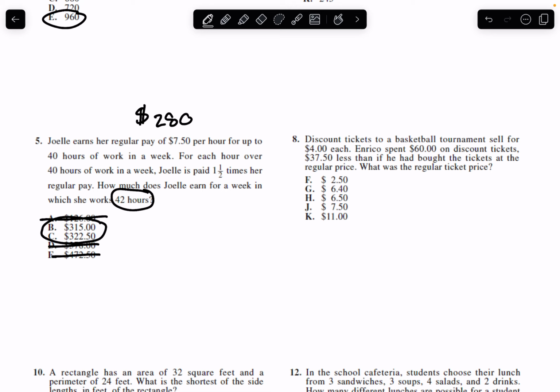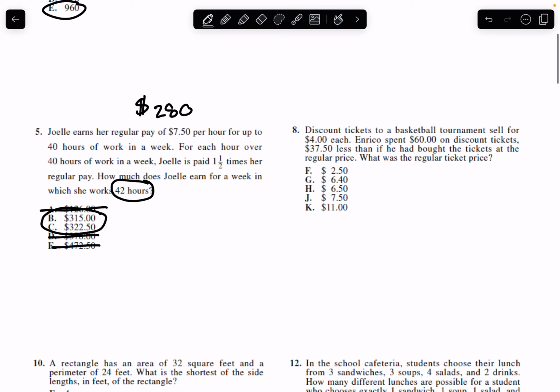The discount question. I love this, number 8. Discount tickets to a basketball tournament sell for $4 each. Enrico spent $60 on tickets. So he spent $60. That's $37.50 less than if he had bought them at a regular price. So he saved, I don't know, about $40. I'm not worried about the decimals right now. I'm just thinking through the problem. What was the regular amount of a ticket?